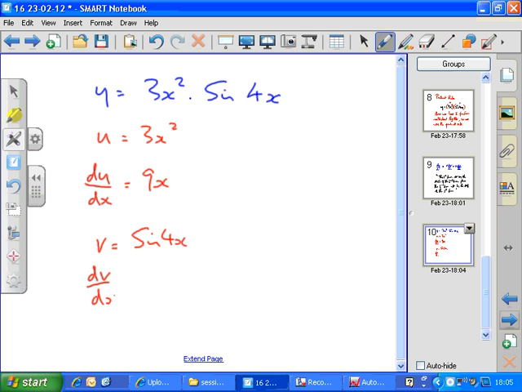It's minus 4 cos 4x, or is it 4 cos 4x? You tell me, Mason. 4 cos 4x. Yeah. Sine becomes cos, so 4 cos 4x.